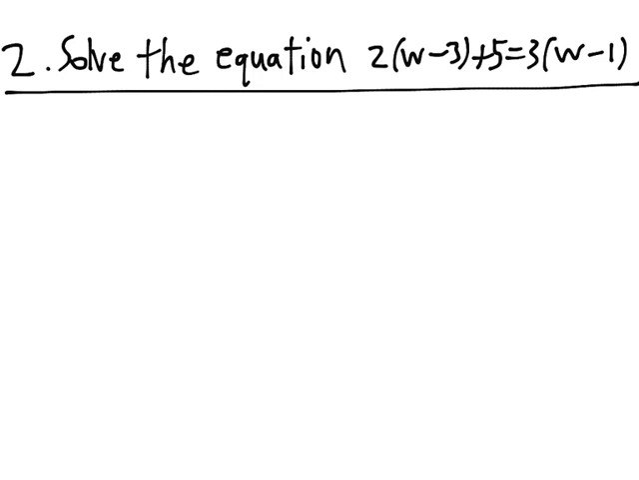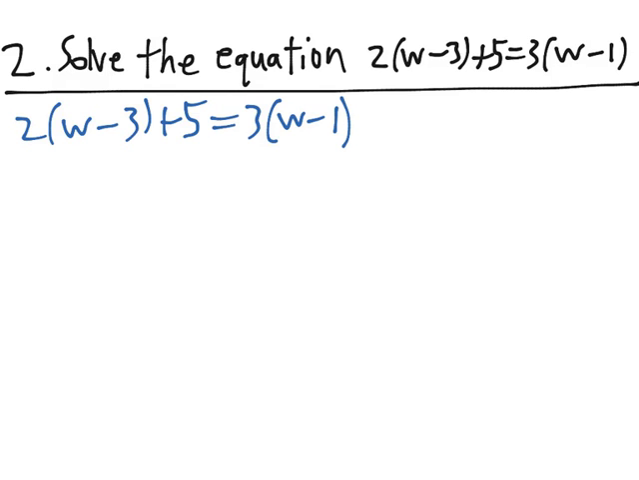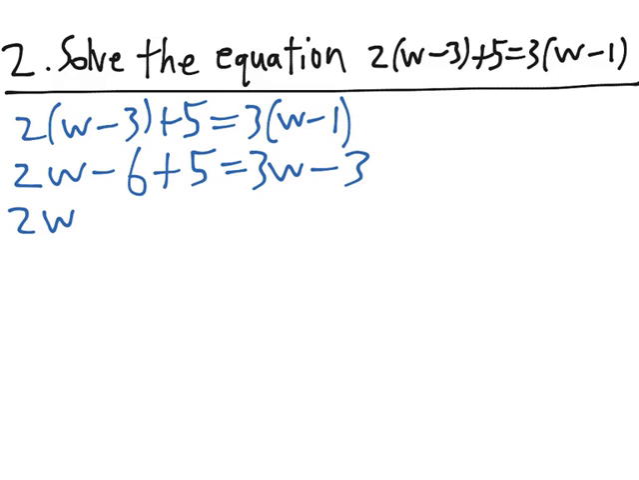Problem 2. Solve the equation 2 times (w minus 3) plus 5 equals 3 times (w minus 1). Let's write out the equation. 2 times (w minus 3) plus 5 equals 3 times (w minus 1). Now let's use the distributive property to simplify both sides. 2 times (w minus 3) is 2w minus 2 times 3, which is 6, plus 5 equals 3w minus 3 times 1 is 3. Now minus 6 plus 5 is minus 1, so we can simplify this a bit further.